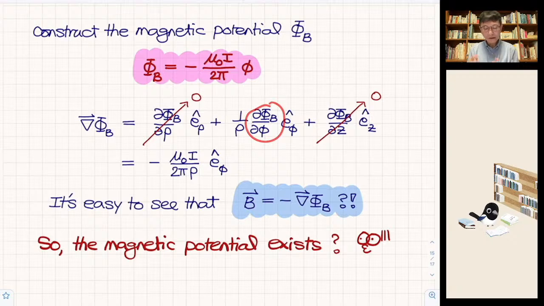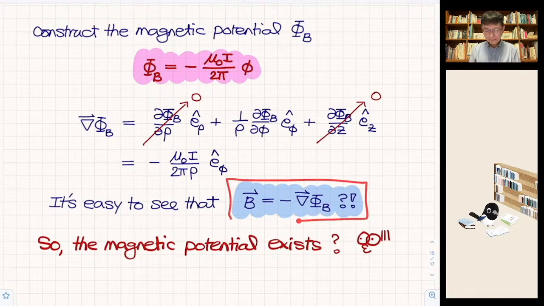And what about this term here? d phi B d phi, sorry for the bad notation. You just cancel this out, you then just got minus mu 0 I over 2 pi and 1 over rho. You got this one. Yes, this is just really minus B, right? So you can see that, in fact, the magnetic field can be derived from the magnetic potential. Wow. So the magnetic potential exists.